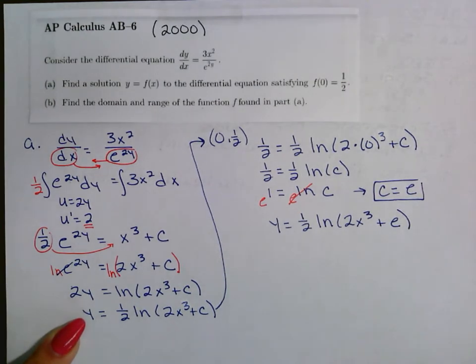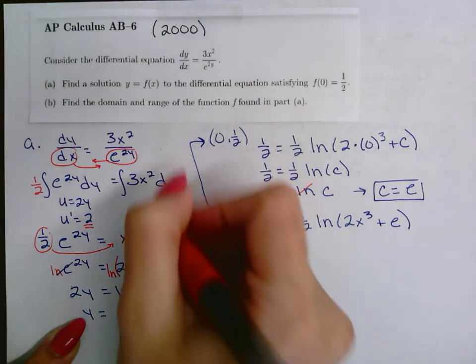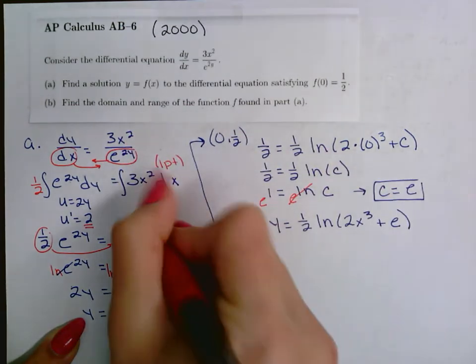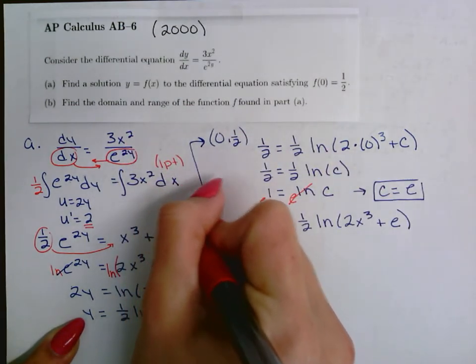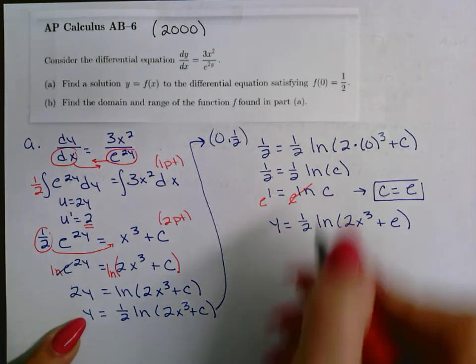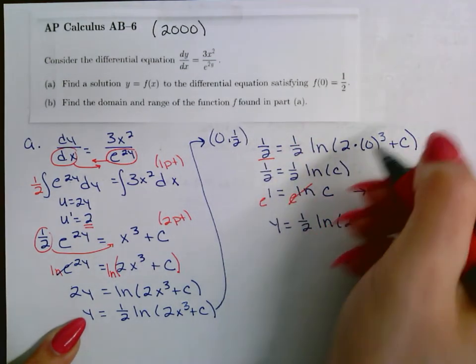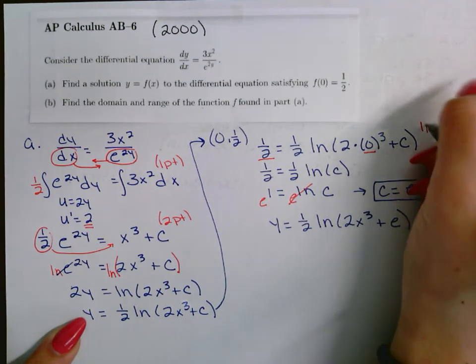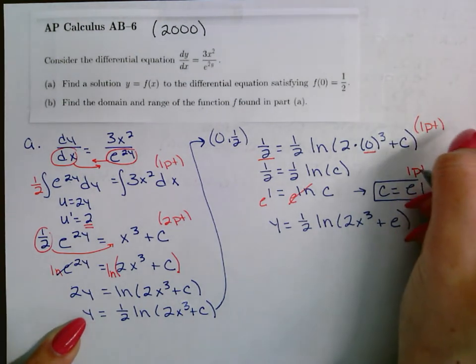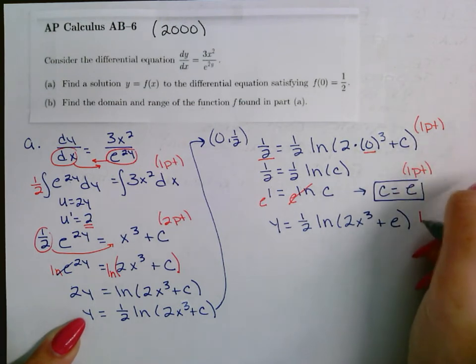This is also 6 points. 1 for the separation. 2 points for the antiderivative. 1 for plugging in your initial condition. 1 for your constant. And 1 for isolating y.